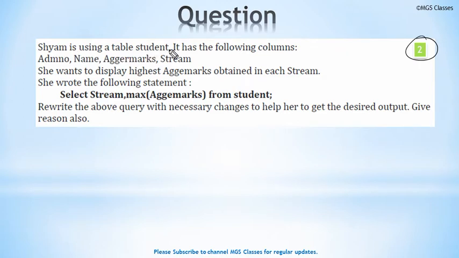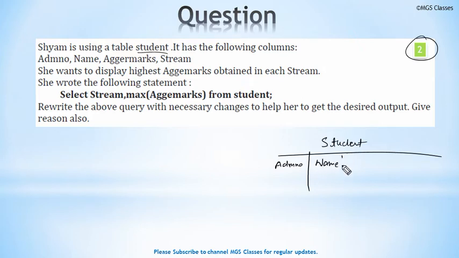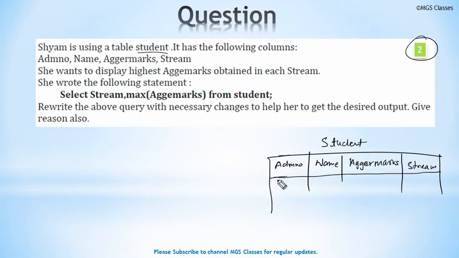So Shyam is using a table whose name is student and it has the following columns. I am just drawing this table for you. One column is the admission number, another column is the name of the student, another column is the aggregate marks, and another column is stream. So there are 4 columns given. Now we will discuss the question further.